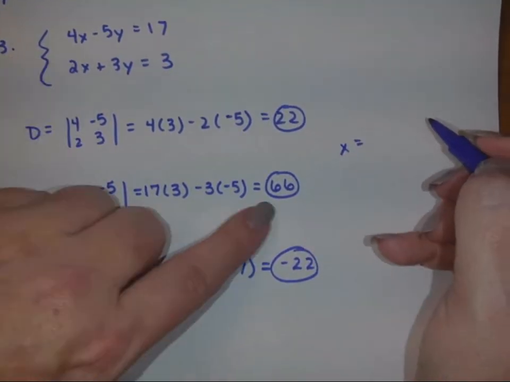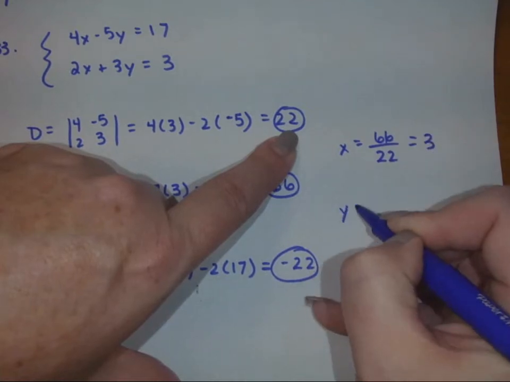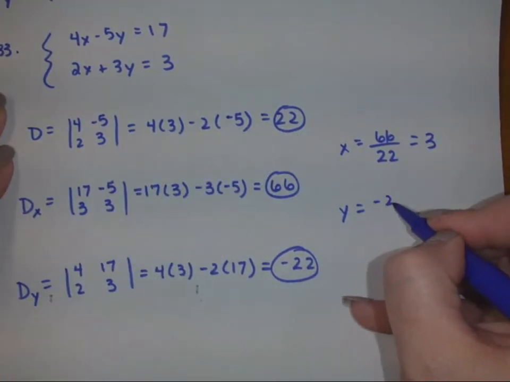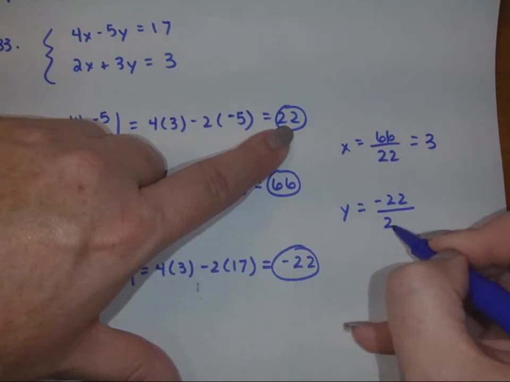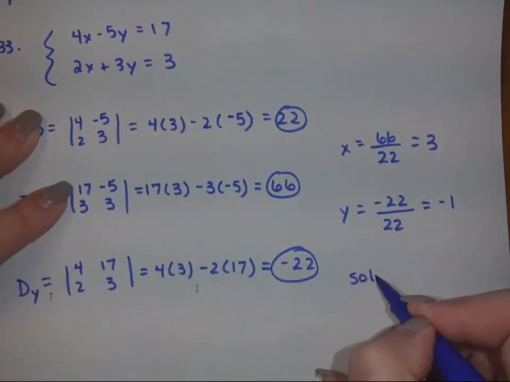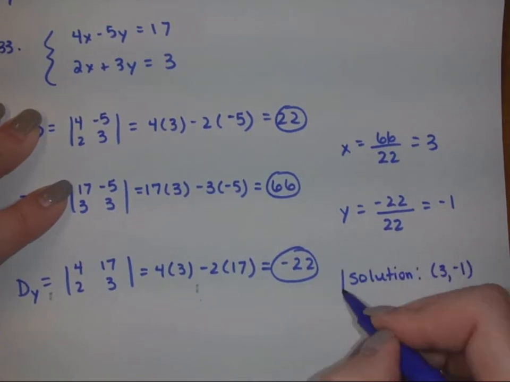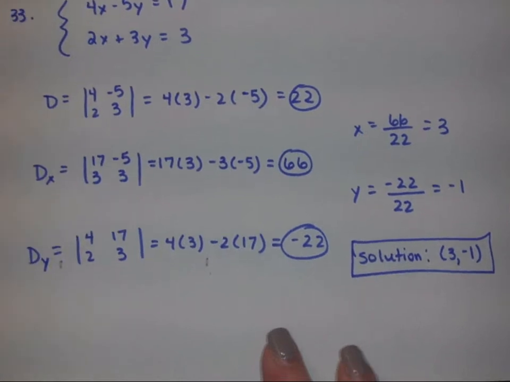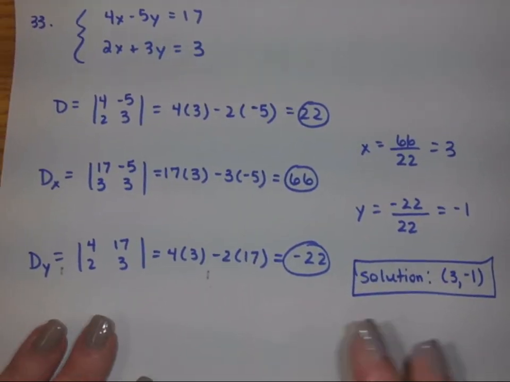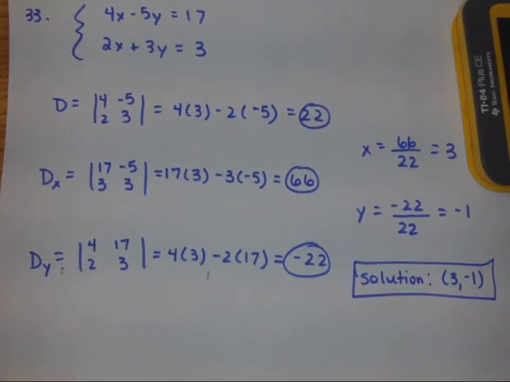So your x is going to be this over this. 66 over 22 is 3. And your y is going to be this number over the d determinant, so you're going to get -1 there. So then the solution, which one more time we can plug in to check, would be 3, -1. Okay, so Cramer's rule is just a way that uses matrices in a specific way in order to find system of equations solutions.